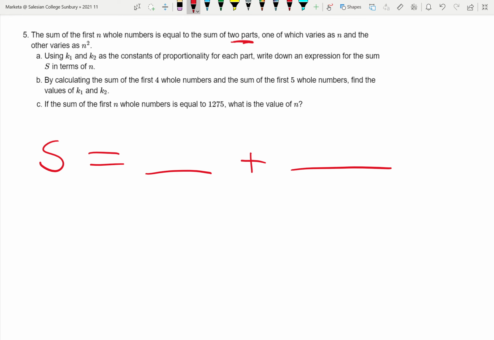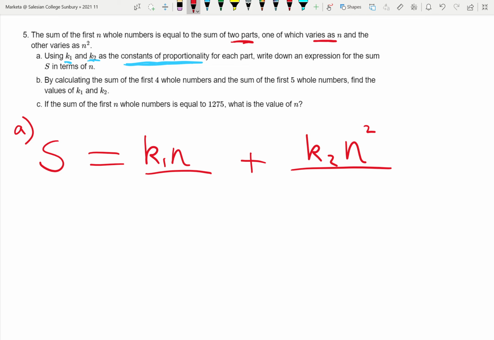Okay, so they want us to use K1 and K2 for our proportionality constants. That means we're going to have K1 times n, that is, varies as n, and the other one varies as n squared, so that's going to be K2 n squared. So using K1 and K2, we have written down the expression for S in terms of n. So that will be part A.